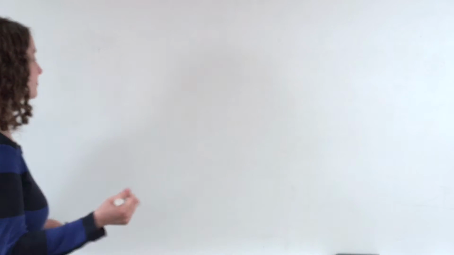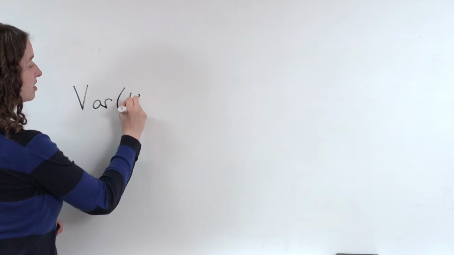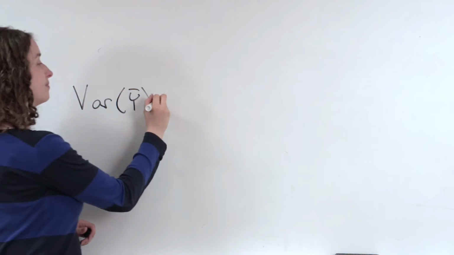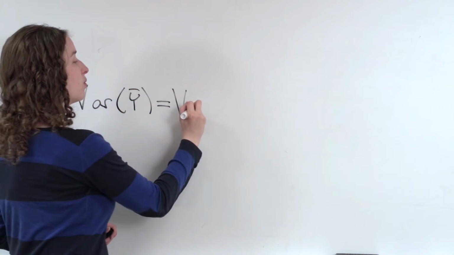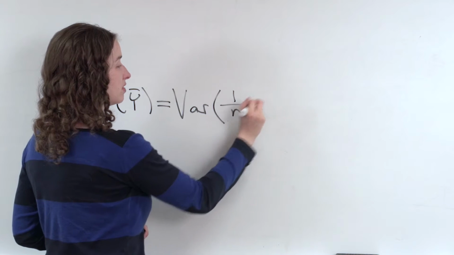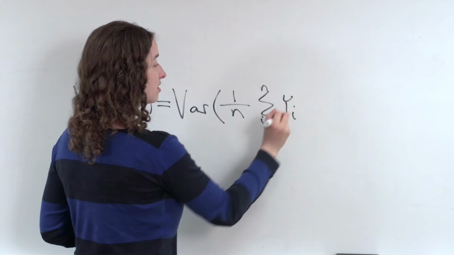We have some intuition for why the variance of the sample mean should be less than the variance in the original population. But let's derive exactly why that variance should be sigma squared over n. So what we're interested in is the variance of y bar. Remember that y bar is equal to the sum of all the values in our data set divided by n.